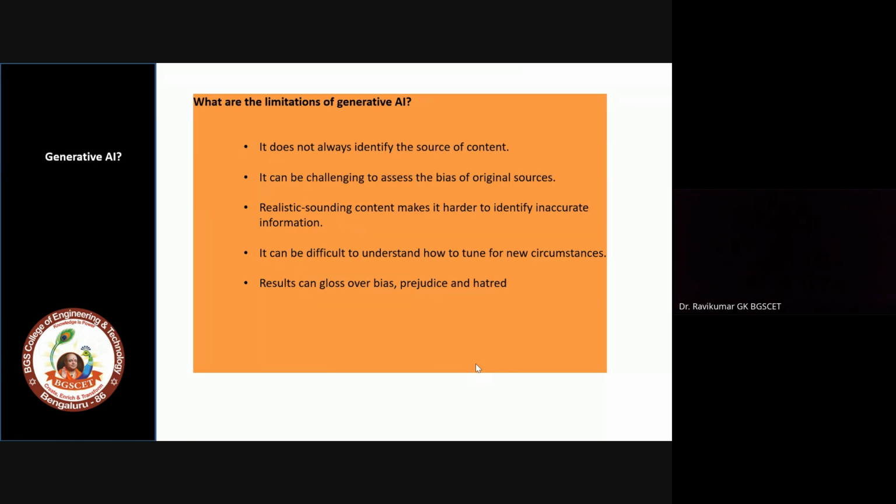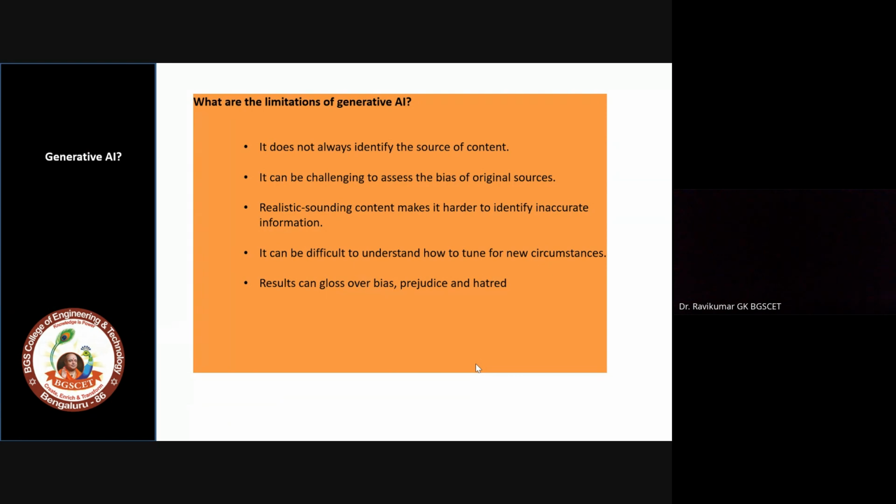So, limitations. Let me take you through one or two limitations of generative AI. Generative AI does not always identify the source of the content. That is very important. It will not note the source, where it comes from or how it comes. It takes the entire set of data, picks a subset of the data, and presents it. It can be challenging to assess the bias of the original sources. That is very important. The breach of security, breach of originality, breach of genuineness, novelty will be lost when you are working with generative AI.